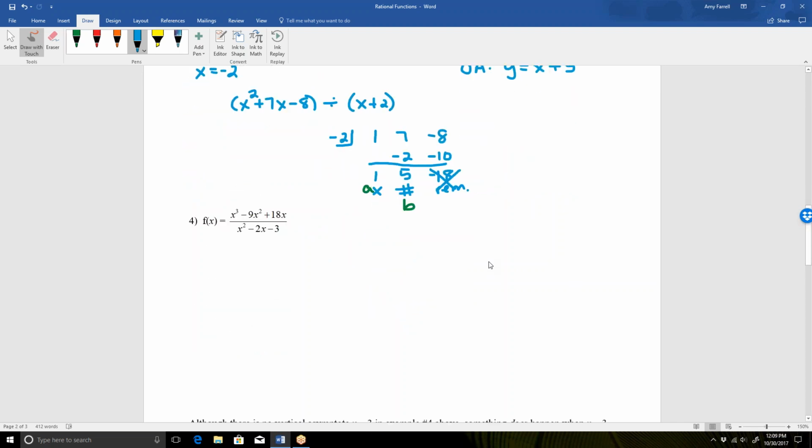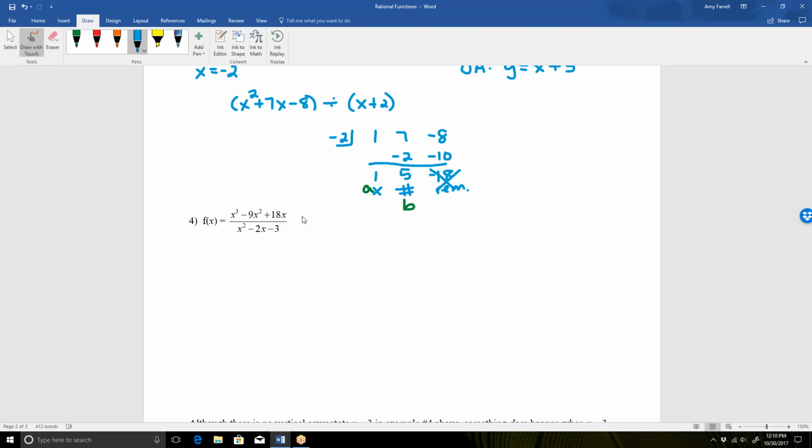All right, one more like this, and then we're going to put it all together here. We're going to find intercepts, we're going to find asymptotes, and then we're also going to talk about something called a hole. That's actually going to occur here in this next example.